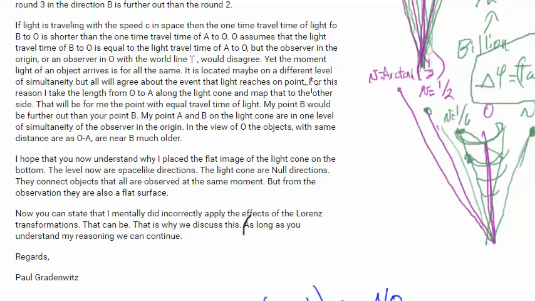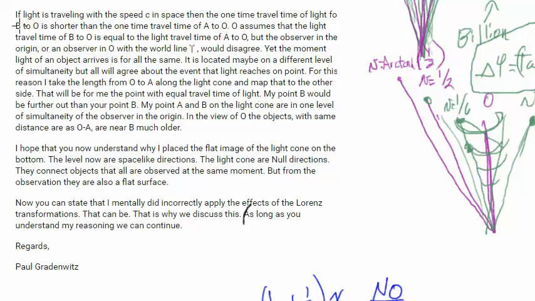Okay, moving on. If light is traveling with the speed c, this is Paul Gradenwitz again, and I'm just going through his response really, really slowly in video. If light is traveling with the speed c in space, then the one-time travel time of light for B to O is shorter than the one-time travel time of A to O. And yes, I think that's correct.